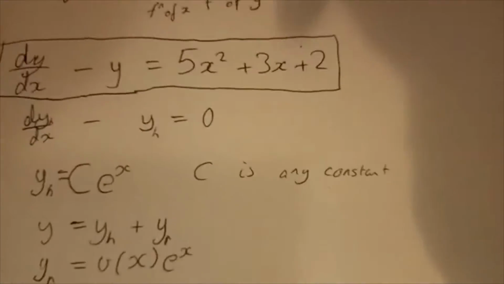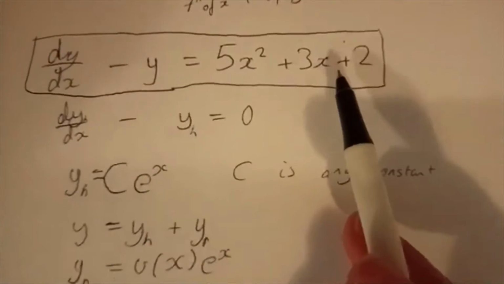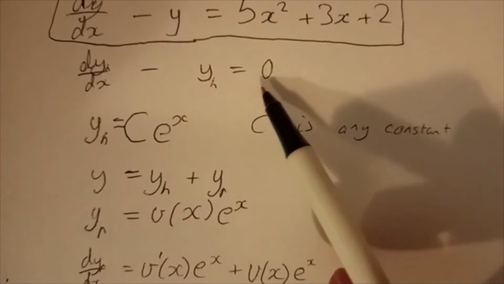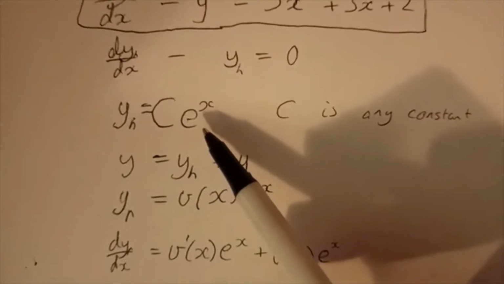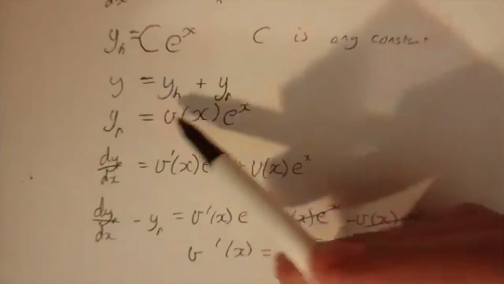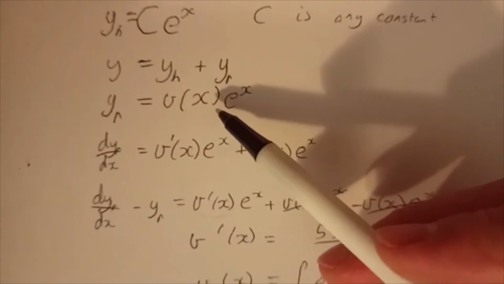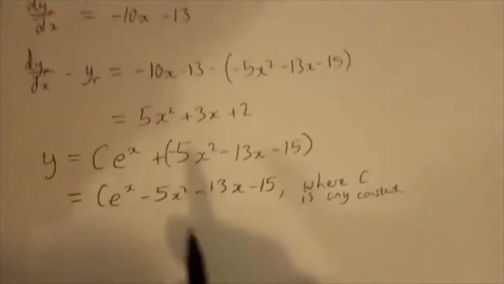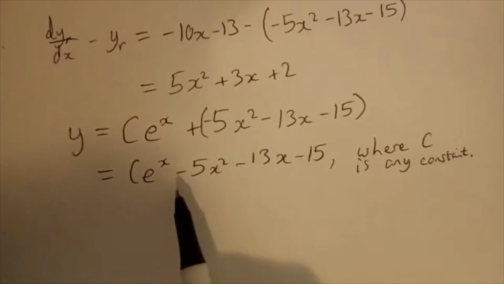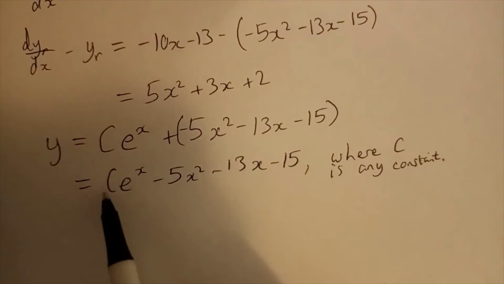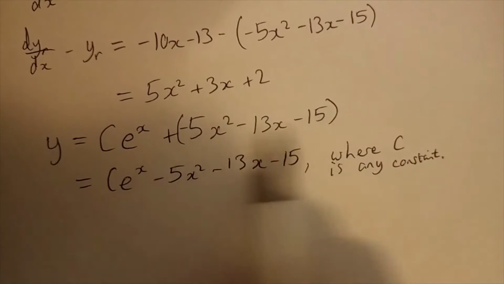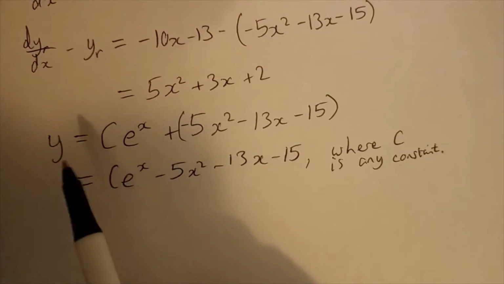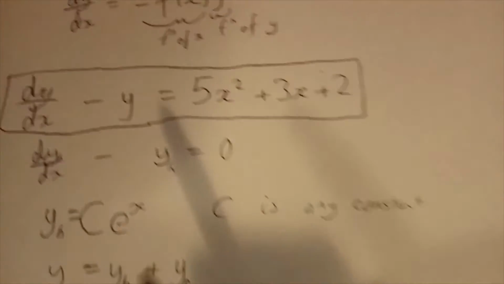we had a differential equation here. We have the associated homogeneous equation. We have a solution to that associated homogeneous equation. And then using this technique of variation of parameters, we found a particular solution. And combining the two, c times e to the x plus the other particular solution, we have the general solution to the equation.